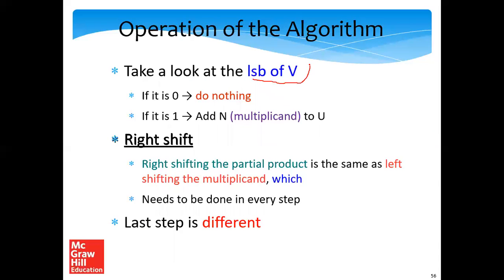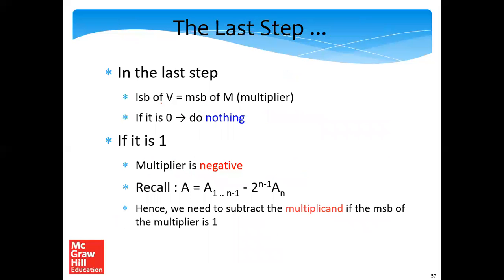So in this algorithm, simply take a look. We always check the LSB of V. If it is 0, do nothing. If it is 1, simply add the multiplicand to it. Right shifting the partial product is the same as left shifting. We need this every step. The last step is different. In the last step, if LSB of V equals MSB of V, or if 0, do nothing.